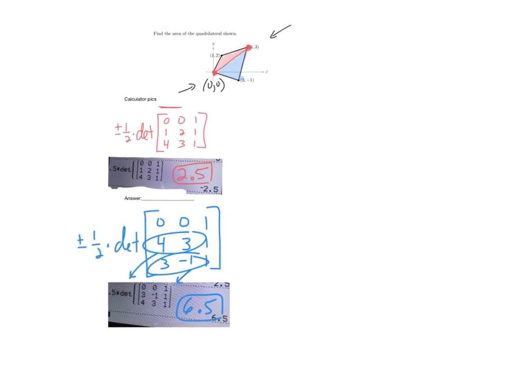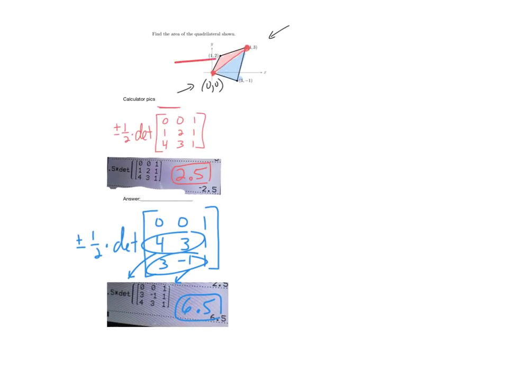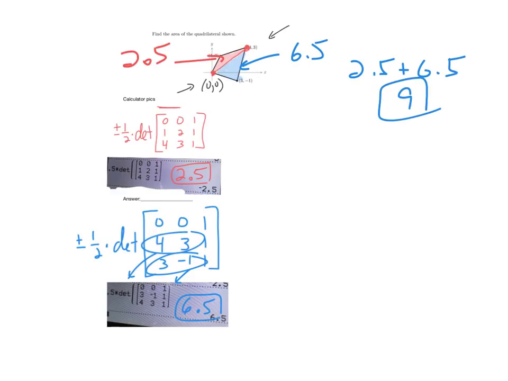So now the area of the top triangle is 2.5. The area of the bottom triangle is 6.5. So the area of the quadrilateral, we'll just add those two values together to get 2.5 plus 6.5, or 9. So here the area of that quadrilateral turned out to be 9. So that's one way you could go about finding the area of that quadrilateral.